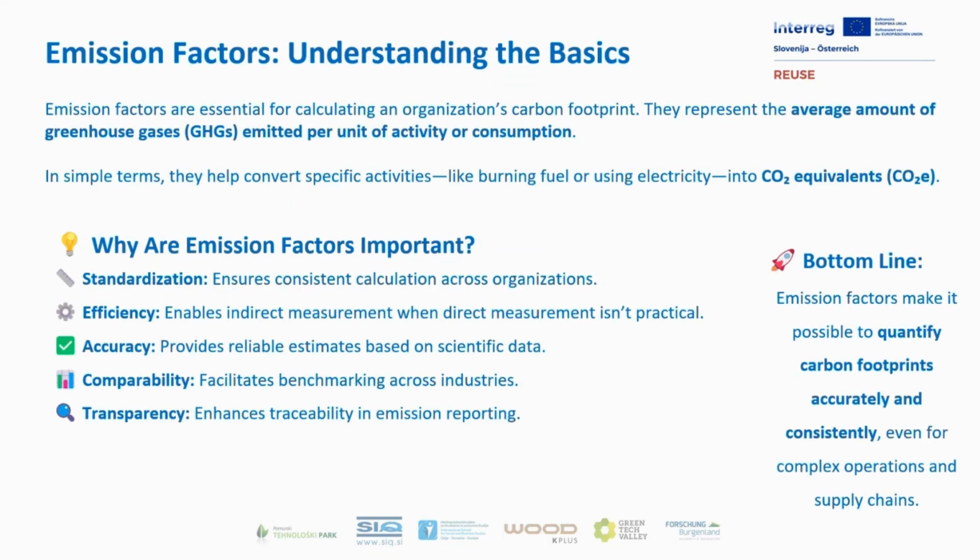We must also talk about emission factors, a basic but essential part of carbon footprint calculation. Emission factors are used to estimate how much greenhouse gas is emitted for a specific activity or type of consumption. Put simply, they allow us to convert activity into emissions. For example, if we burn 1 liter of diesel, or use 1 kilowatt hour of electricity, an emission factor tells us how much CO2 equivalent that activity produces.